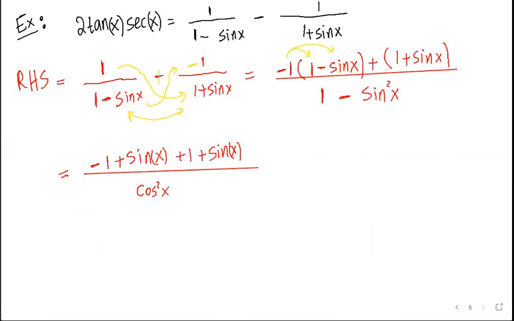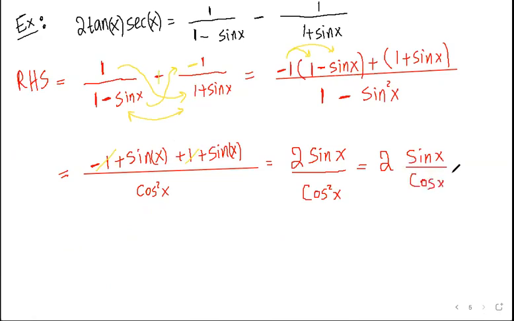So now here I can simplify because I have minus 1 and 1. This cancels with this. Sine plus sine is equal to 2 sine of x over cosine square of x. So this is actually equal to 2 times sine of x over cosine of x times 1 over cosine of x. This cosine square is equal cosine times cosine by factoring. So I factor.